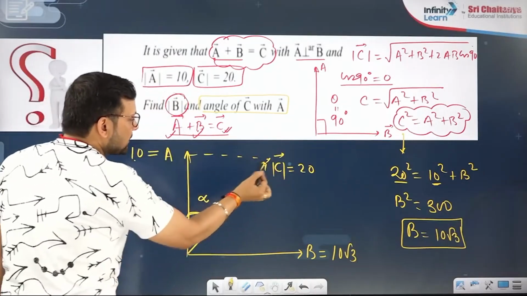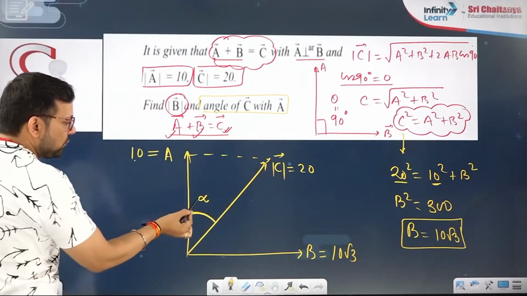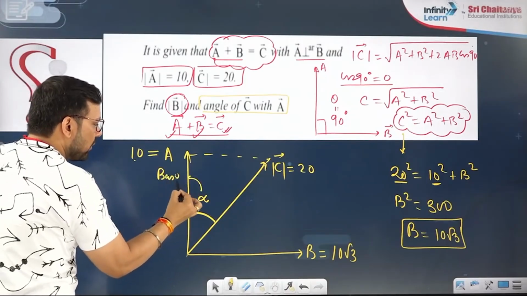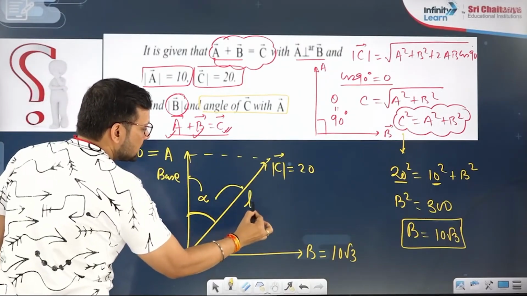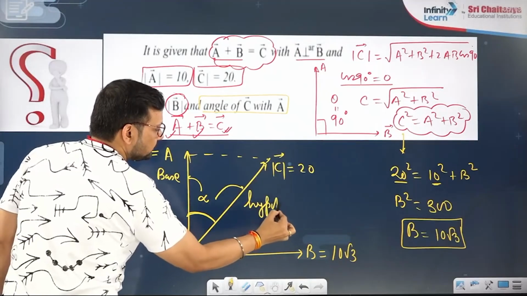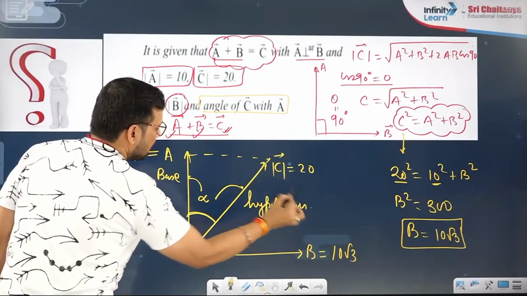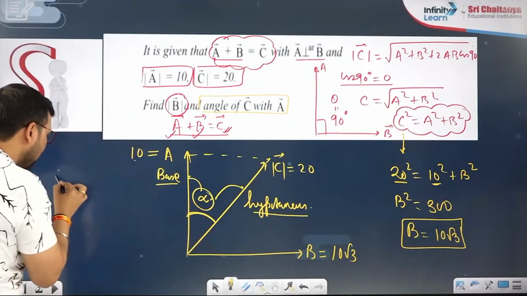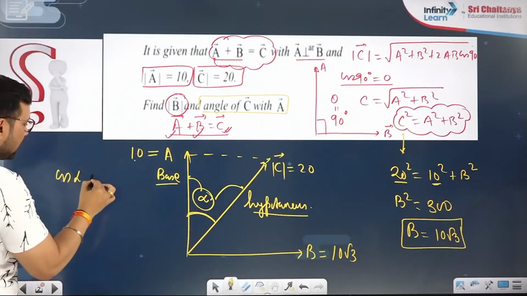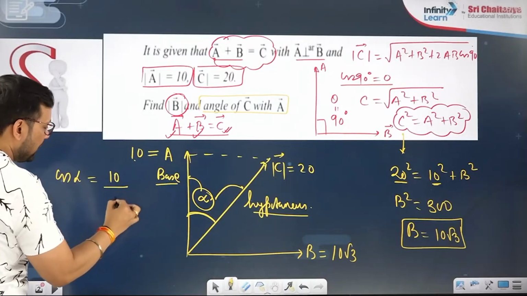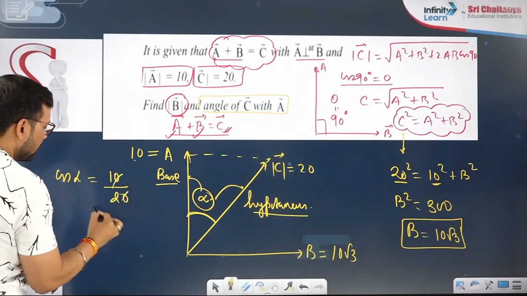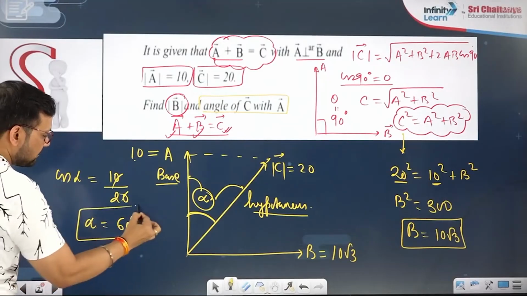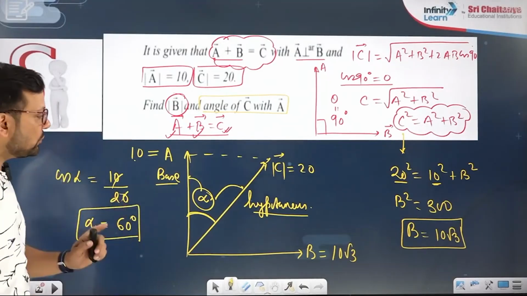This is a right angle triangle. In this right angle triangle, for alpha, A is base, and for alpha, C is hypotenuse. So base and hypotenuse we have to relate for finding this angle, and that is coming in cos. So cos alpha will be base upon hypotenuse, that is 10 upon 20. Cos alpha is 1 by 2, so alpha will be 60 degree because cos 60 is 1 by 2. I hope you know this.